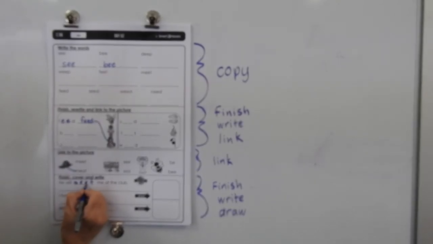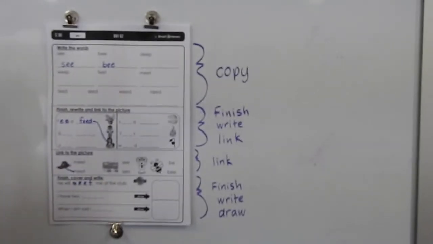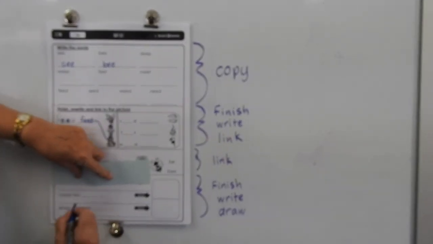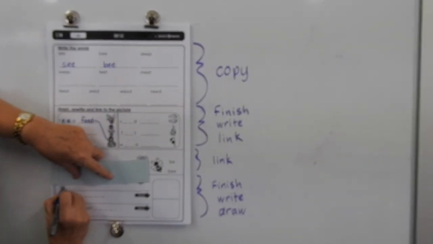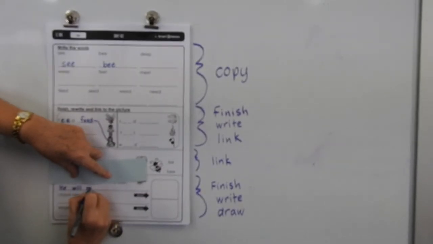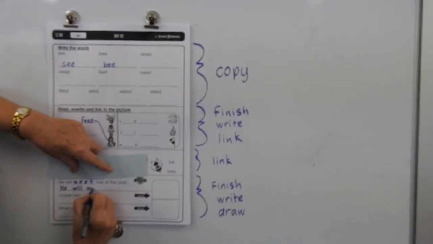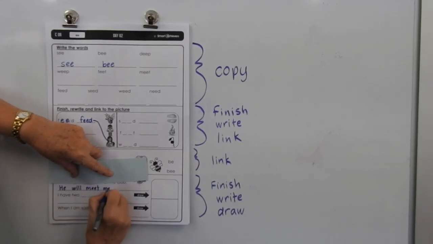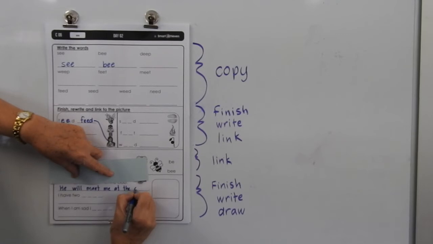And I know we're using the double E for the E sound in these words. Then we just simply cover it and see if we can write it without looking. He will meet. If you get tricked, have a little look so you get it right. Meet me at the club.